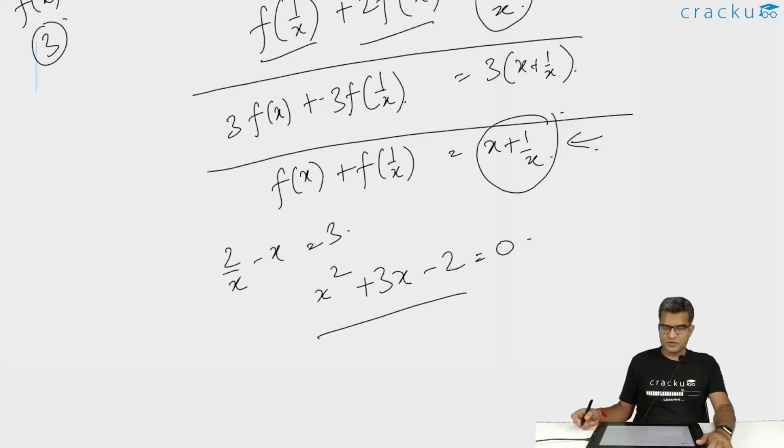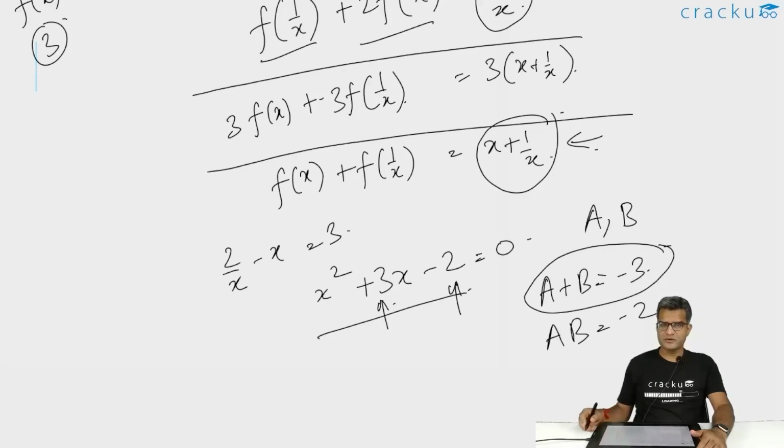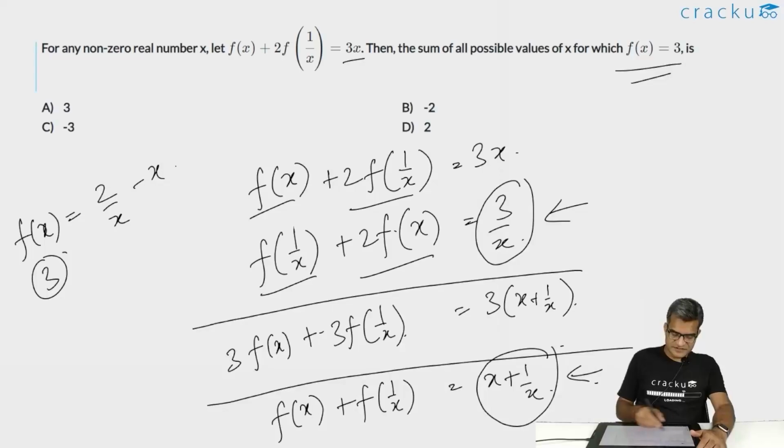This equation has 2 roots, and this is a quadratic equation. The sum of the 2 roots will be minus of the coefficient of x, and the product of the 2 roots will be the constant term. So if the 2 roots are, say, a and b, a plus b will be minus 3, which is minus of the coefficient of x, and a into b is minus 2. We are anyways asked to calculate the sum of the 2 values, which will be equal to minus 3. So the answer for this question is option C.